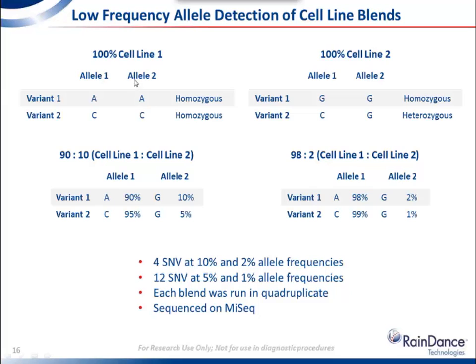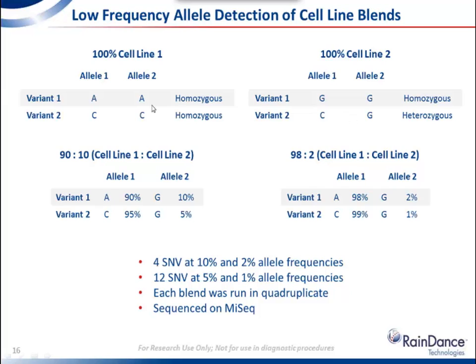So for instance, if you have 2 cell lines, cell line 1 and cell line 2, in cell line 1 at variant 1 you have homozygous A. At variant 2, you have homozygous C. In cell line number 2, for variant number 1, you have homozygous for the alternative allele, G. Variant 2 is heterozygous for the C and G alleles.